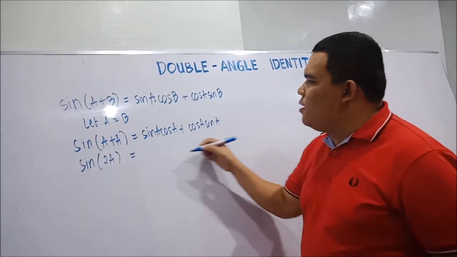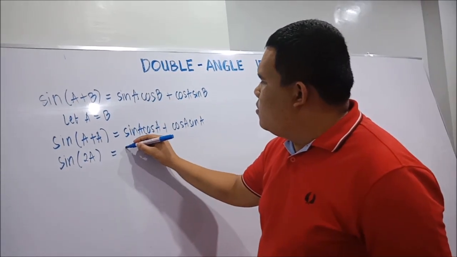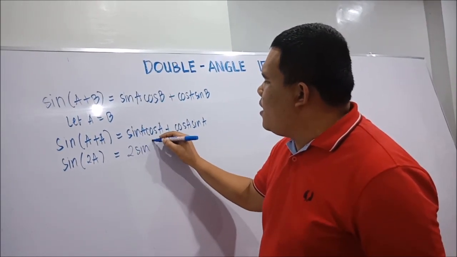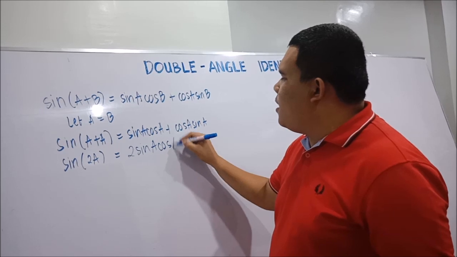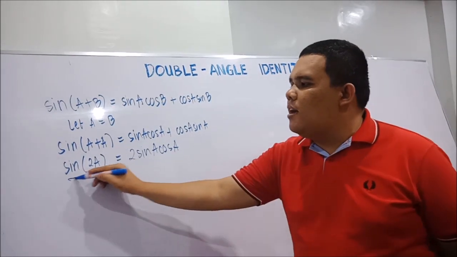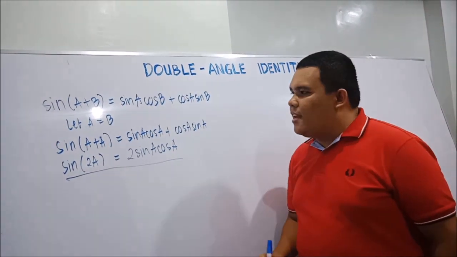Simplifying this identity, we have 2 sine A cosine A. And this is the double angle identity for sine.